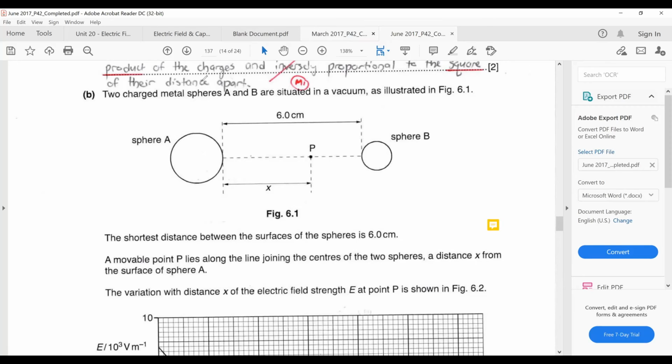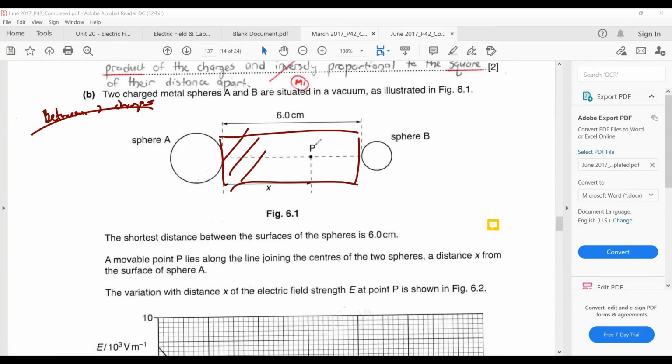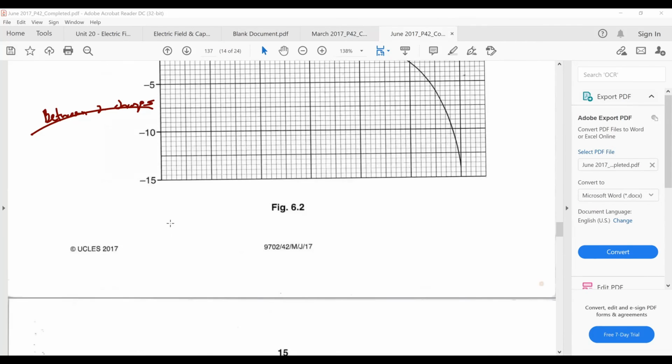You see, this is the case of between two charges. All right, this question is a case of between two charges, and they're asking you to consider this region. This region here has the electric field that is the combination of A and B together. So whatever you get here is the resultant electric field strength of A and B combined together. Okay, so without going so much into that, we go to the next question.